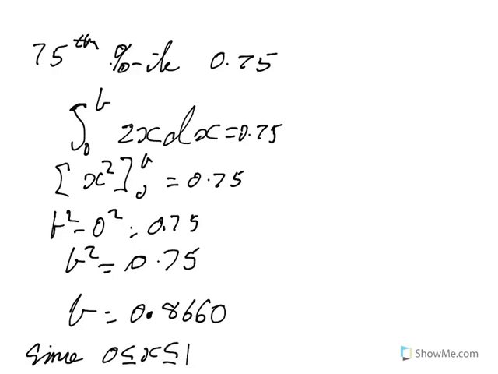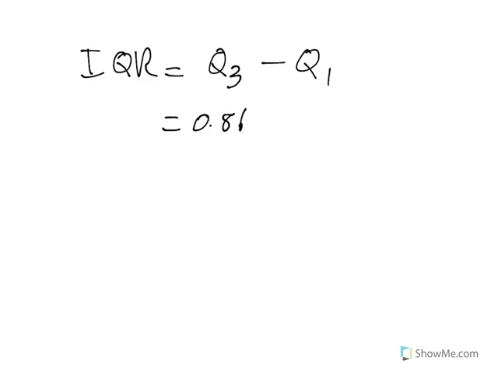Alright, so our interquartile range then is our 75th, so Q3, minus our 25th, which is Q1, which is 0.8660 minus 0.5, and that equals 0.3660 for our interquartile range. Alright, so that's it for our measures of spread.